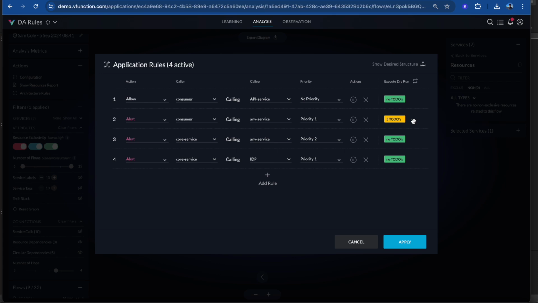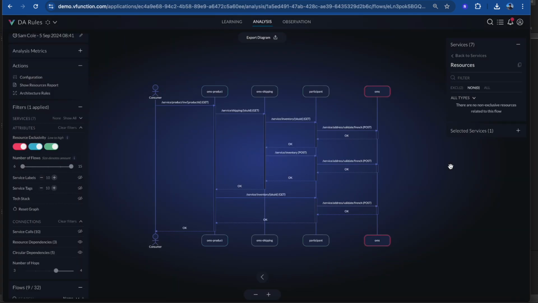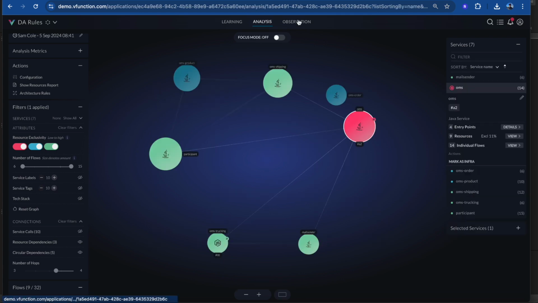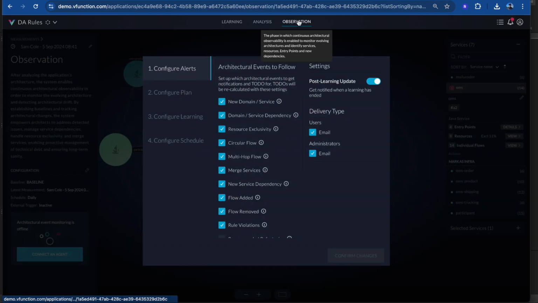Okay, so these are some of the basic capabilities of the system, which brings me to the actual setting of the architectural observability. So this is something that is unique to architectural observability and does not exist in any APM tool. The notion of having a base architecture and then measuring how the architecture is drifting versus the base measurement is the core vFunction capability. So here are the things that the system will alert us on.